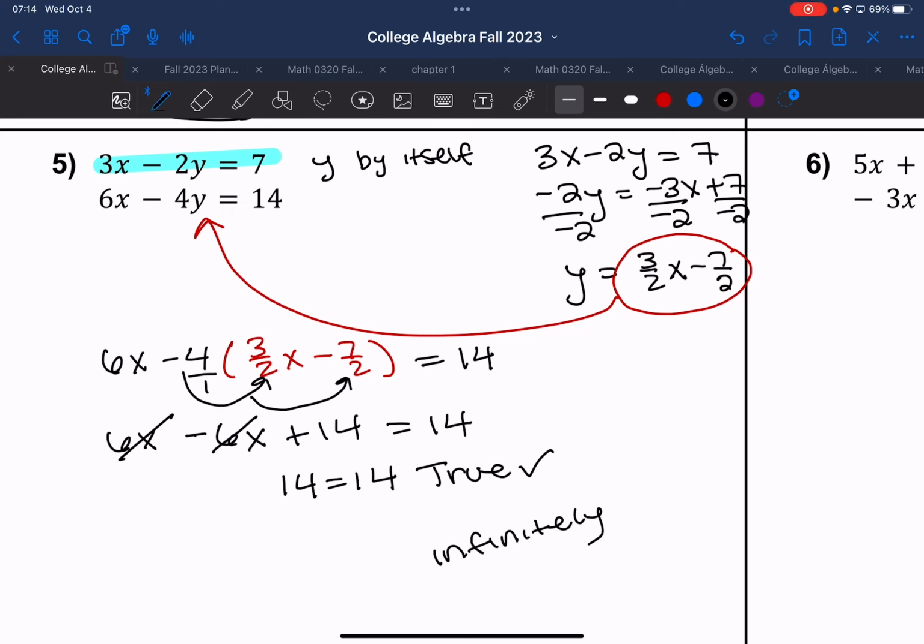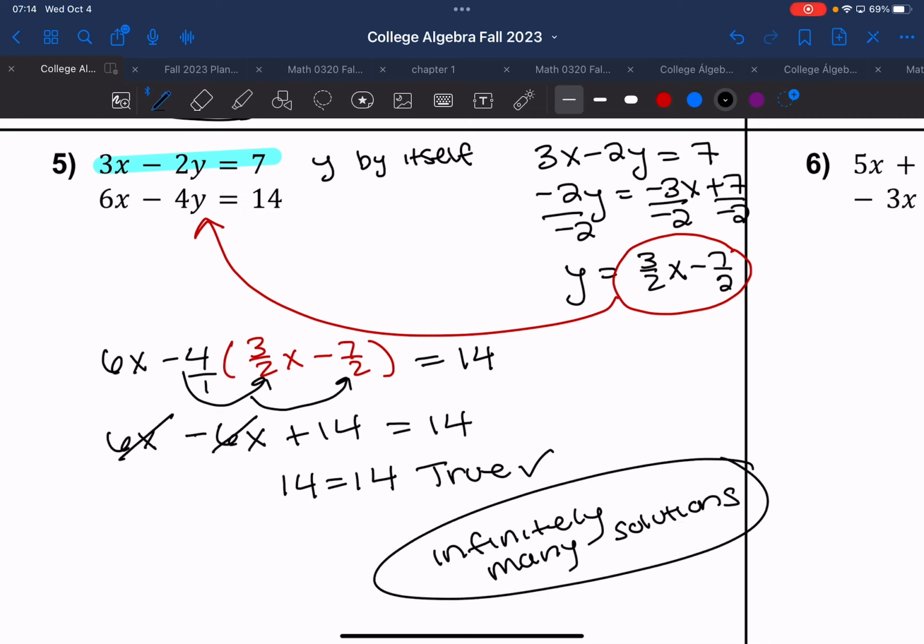Infinitely many solutions. So that tells me if I was to graph these two equations, how would the graph look? On top of each other. Good, it would be two lines on top of each other, meaning they cross at infinitely many points. Once you get a true or false statement and you get no solution or infinitely many, you're done. You don't have to continue plugging anything in because there's nothing to plug in.